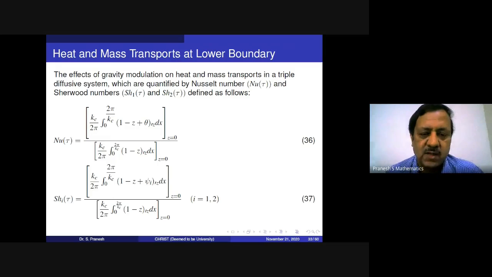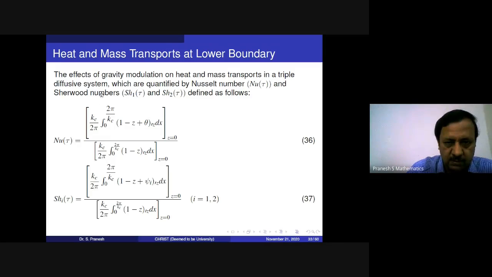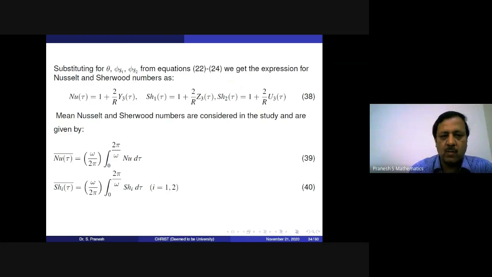This heat and mass transfer is quantified by the Nusselt number for the heat transfer, and we have the Sherwood numbers. There are two, because we have two solutes, so we have to find the mass transfer of these two solutes here. And since we have a modulation here, we talk about the mean Nusselt number. We calculated the average Nusselt number and average Sherwood number by using the time average here.